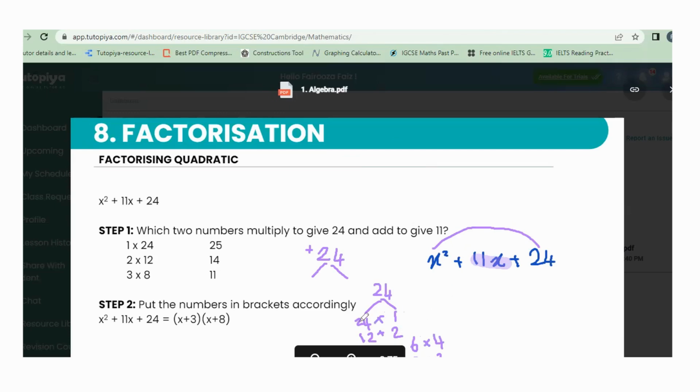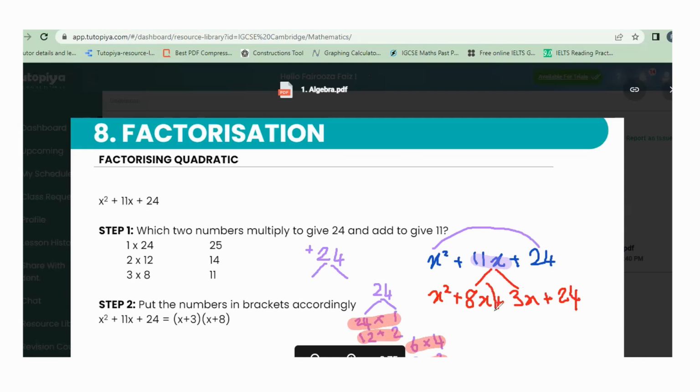So let us add them and see whether it adds up to 11. 24 plus 1 makes 25, does not match. 12 plus 2 is 14. 6 plus 4 is 10. How about 8 plus 3? 8 plus 3 makes 11, isn't it? So I'm going to break this 11x into 2 and write x squared plus 8x plus 3x plus 24. Okay, this is my first step.